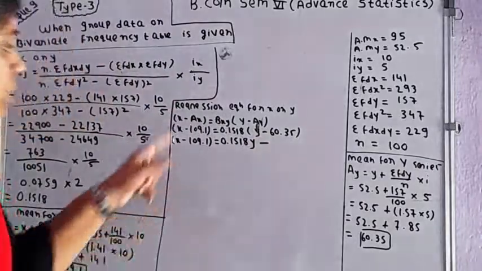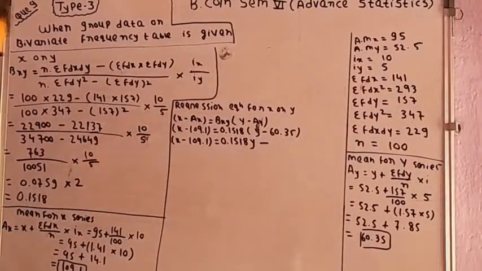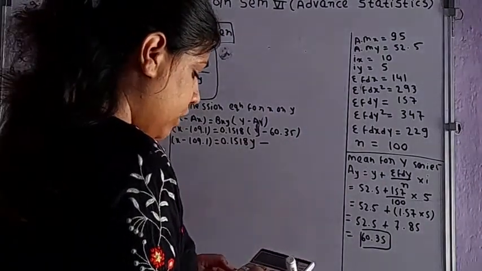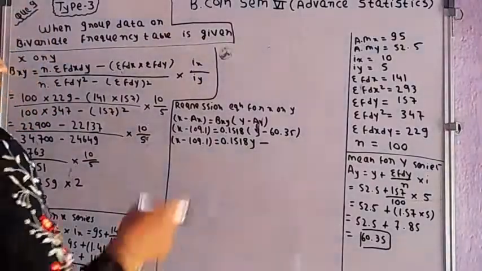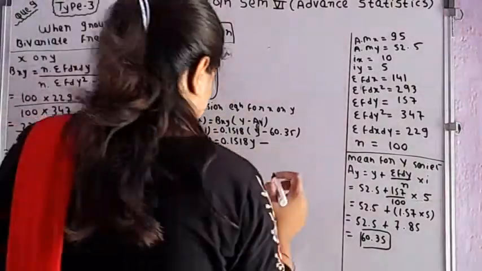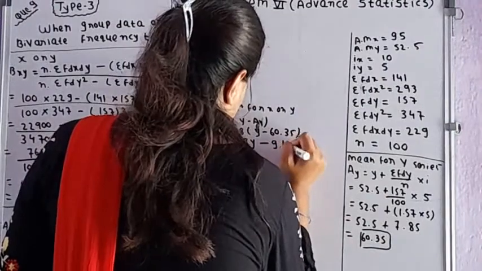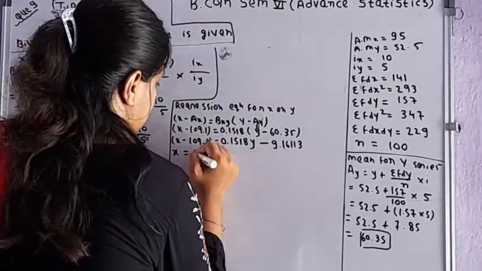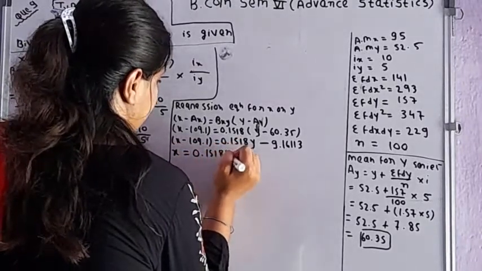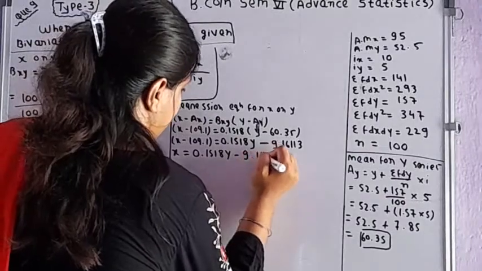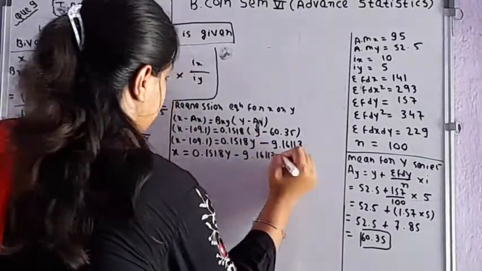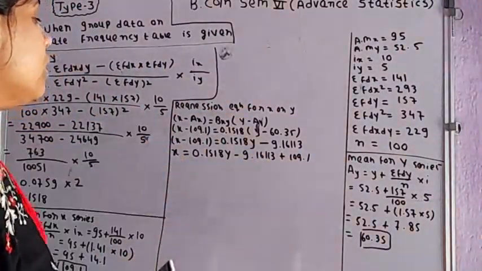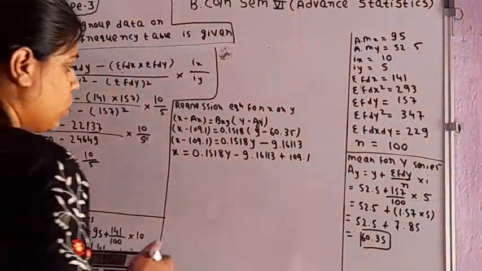So x minus 109.1 is equal to 0.1518y minus 0.1518 into 60.35. 0.1518 into minus 60.35, plus into minus minus, so it will become minus 9.16113. After that, x is equal to 0.1518y minus 9.16113 plus 109.1. Why plus? Because we are taking this value on the other side, and when the side changes, the sign also changes.